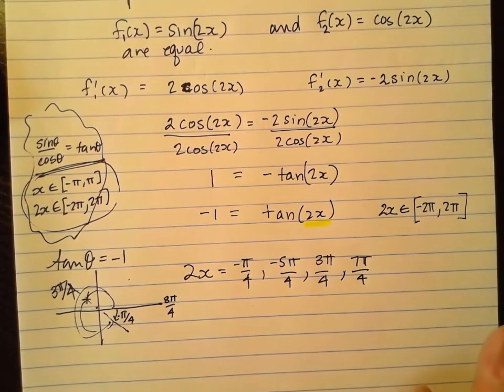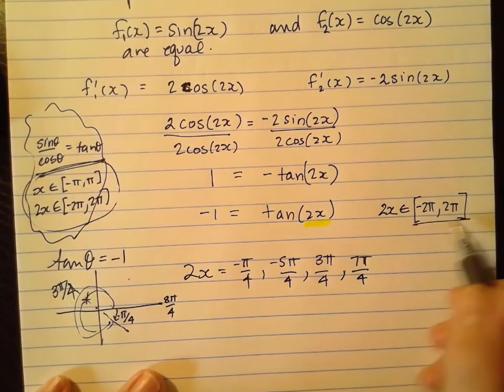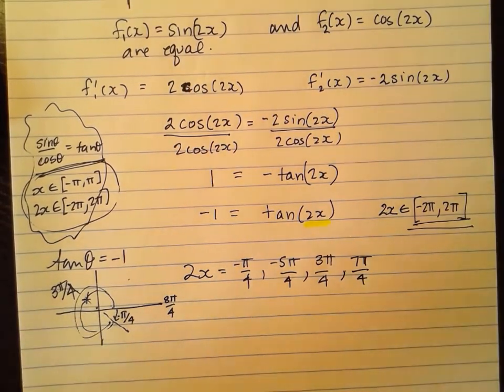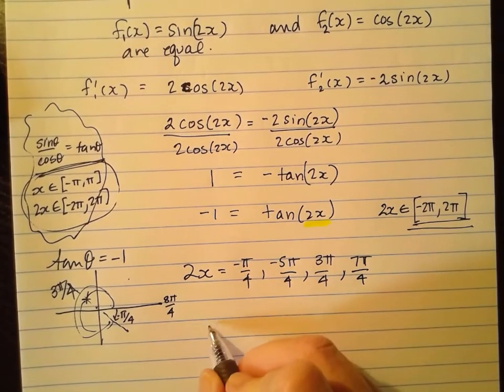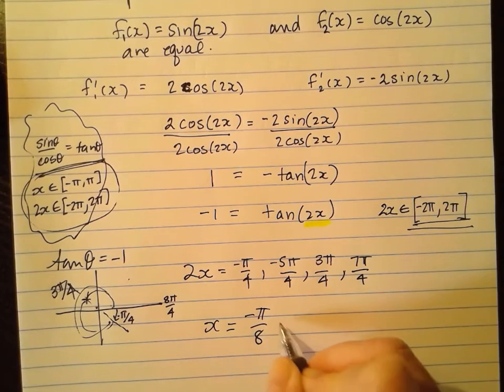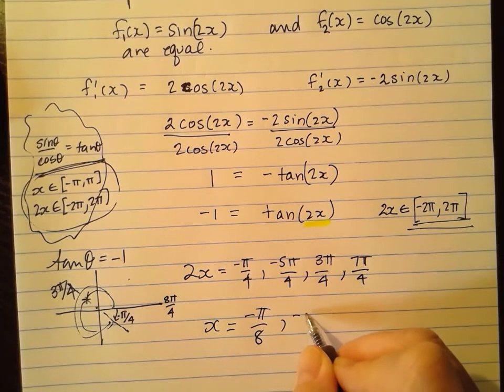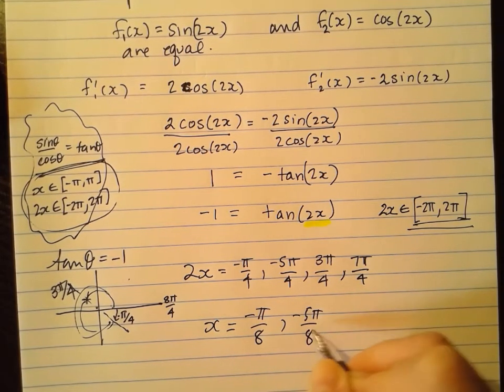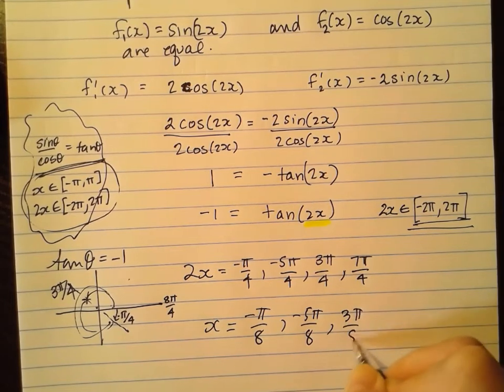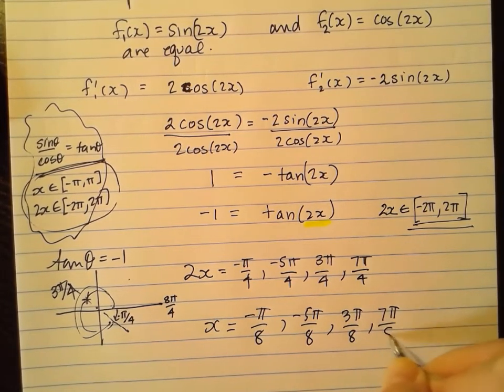Now once I've got all those, that's the really big trick, getting all 4 of those. Now I have to divide by 2, and dividing by 2 means just multiplying the denominator by 2. So I get x equals negative pi on 8, negative 5 pi on 8, 3 pi on 8, and 7 pi on 8. So there's a lot to remember here, okay?